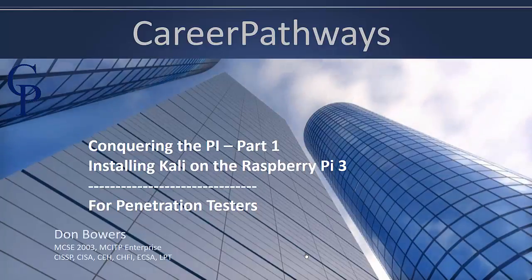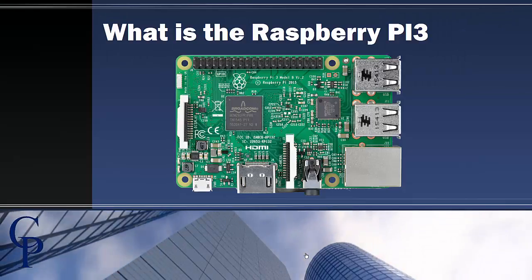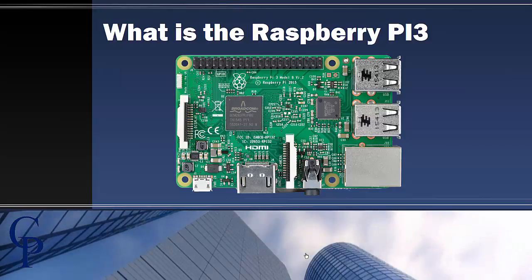Well, Raspberry Pi looks just like this. This is the Raspberry Pi 3. Now, this video series can be used with a Raspberry Pi 2 or 3. One of the main differences being a Raspberry Pi 2 does not have built-in Bluetooth, which at this point we're not going to utilize, nor does it have built-in Wi-Fi, which we are going to utilize.